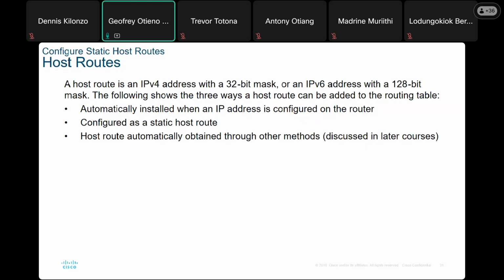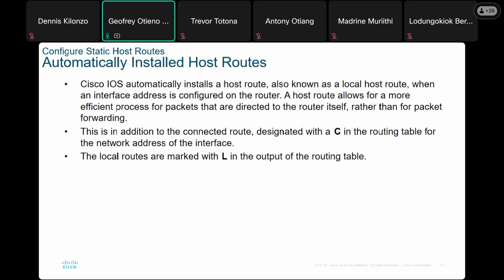Automatically installed when an IP address is configured on the router. Yes, that's one way. Or configured as static, okay, host route. Yes, you can well set it. Or host route automatically obtained through other methods, and those methods are not covered here in the CCNA. Okay, but those are some ways you can actually have the host route being set.